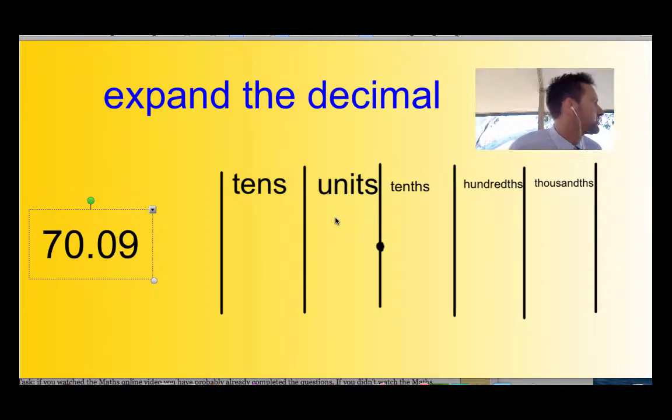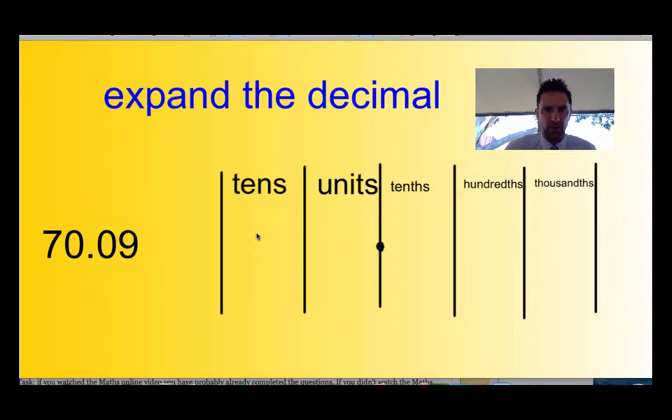I hope you've worked it out. I hope you've paused it and done it yourself. Okay. I will show you the correct answer now. Right, you should have written that there were 7 tens, that there were 0 units, that there were 0 tenths, and that there were 9 hundredths. Okay, I hope that's been useful.